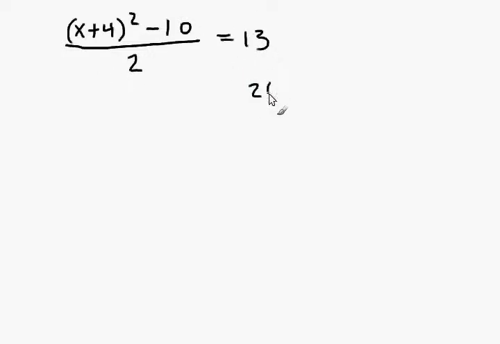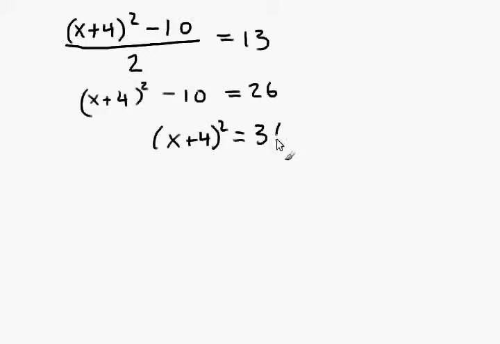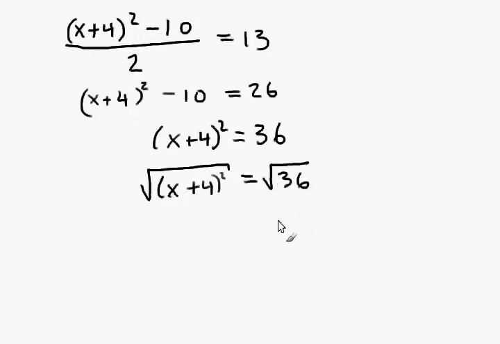2 times 13, we get 26, and that's equal to the left hand side without the fraction. So we'll add 10 to both sides. Okay, now we have the quantity x plus 4 squared is equal to 36. It's time for the square root. So we'll take the square root of this, set it equal to the square root of 36.